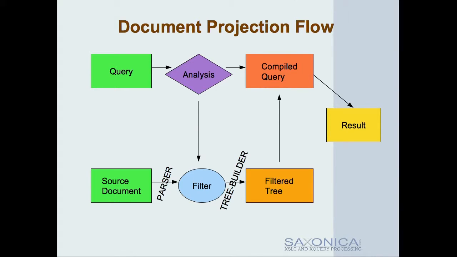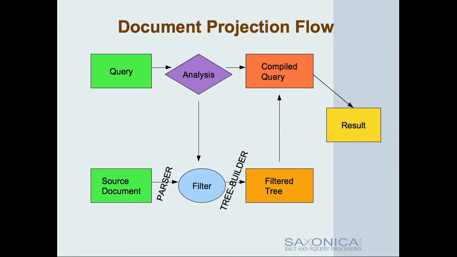So here's a schematic of how it works. You take the query, you do static analysis on it, and then in the normal course of events, the static analysis produces a compiled query. But in this case, the analysis has a second output, which in Saxon is called a path map, which is a map of all the paths in the document that are used by the query.